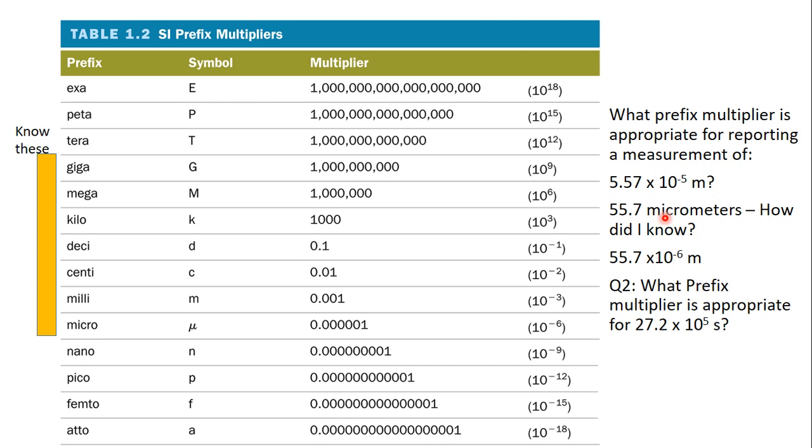Got it? Well, let's try another example. What prefix multiplier is appropriate for 27.2 times 10 to the 5th seconds? Again, pause the video, take a second, get an answer, and come back when you have an answer.